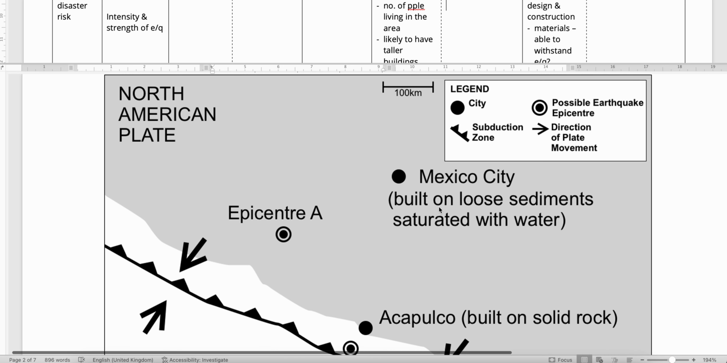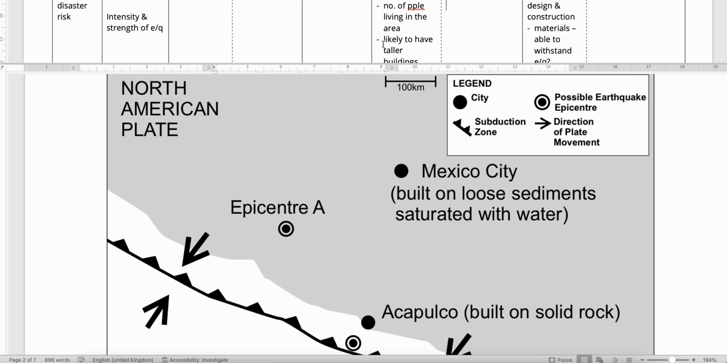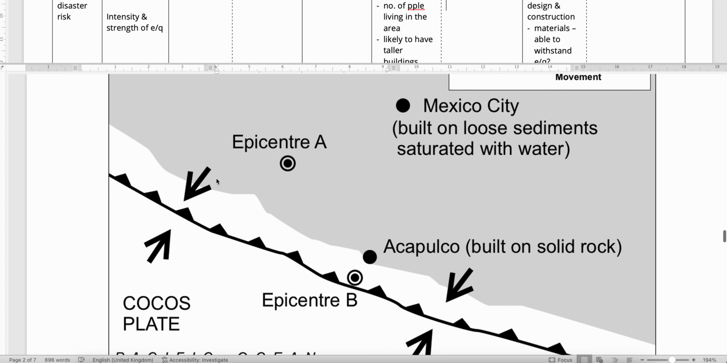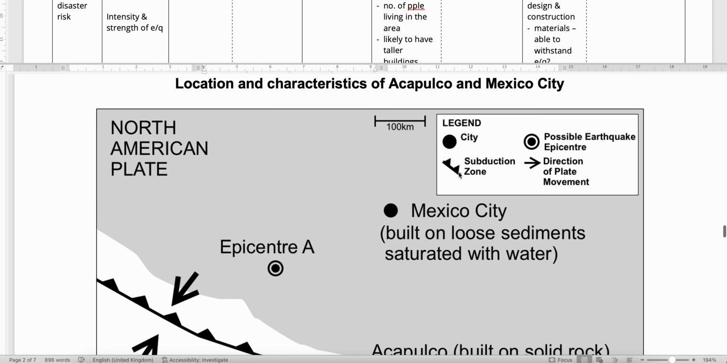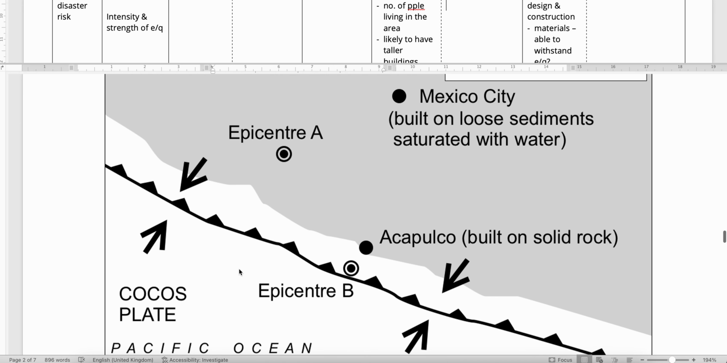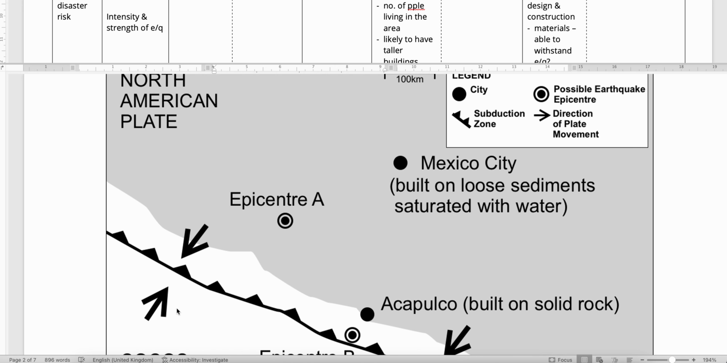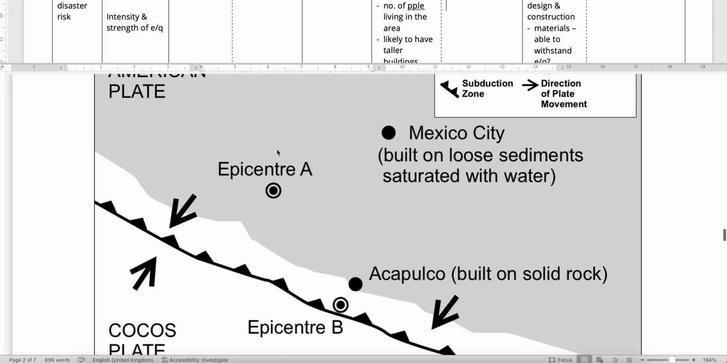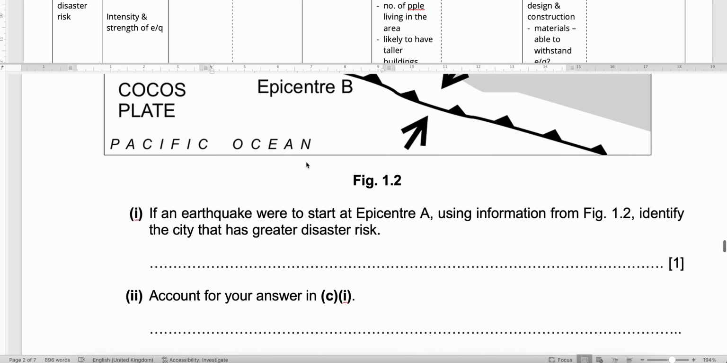What else can we see here? We have a scale to estimate distance. We have 2 separate plates here, and based on the arrows, it is a convergent plate boundary, and there's a subduction zone. So it probably means that the Cocos plate, being an oceanic plate, is likely subducting under the North American plate over here, and hence maybe this is why there can be earthquakes here. Let's take a look at the question.